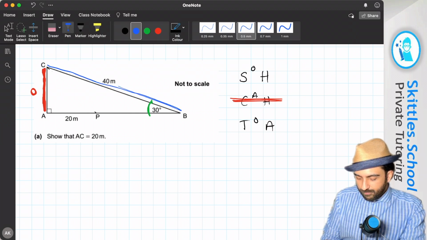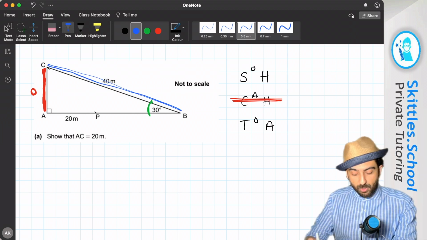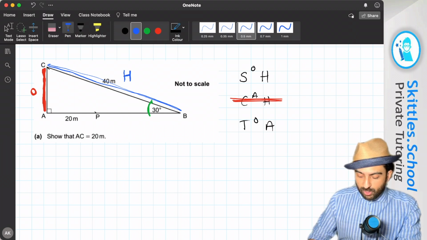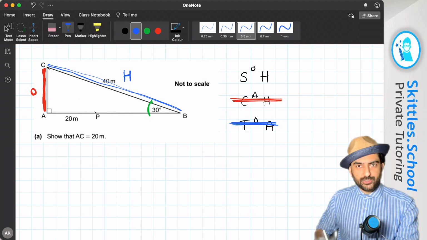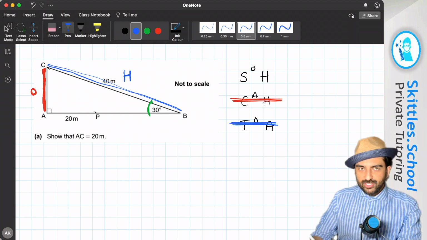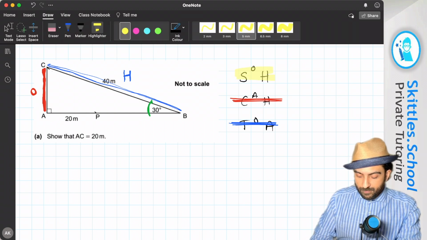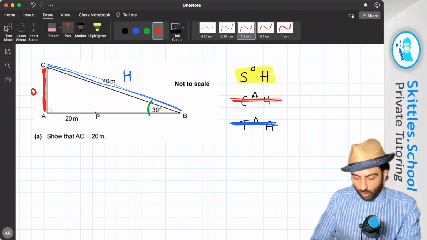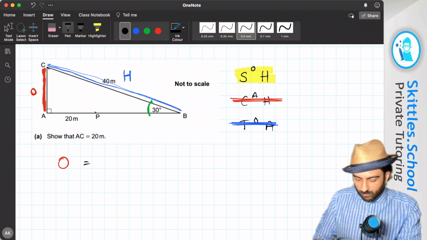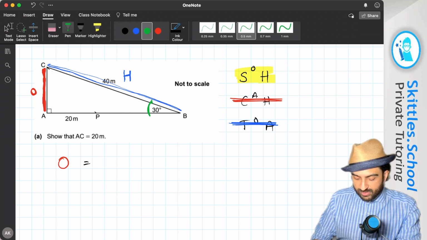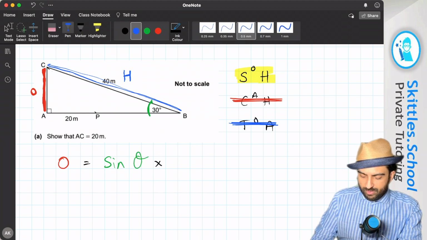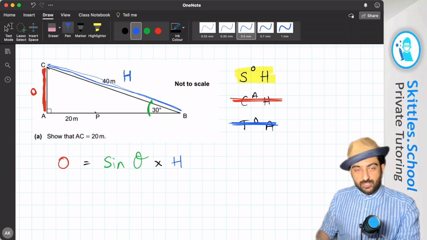Okay, that one's done. The long side of a triangle is always the hypotenuse, the H. And now we can cross this one out, because there's no H, we need the O and the H and the angle. We've got to use sine. So if we're trying to work out the opposite, we need to multiply the sine of the angle by the hypotenuse.